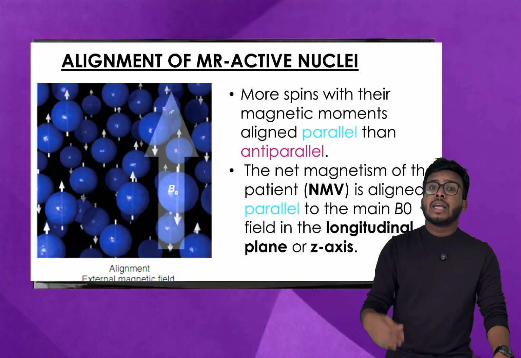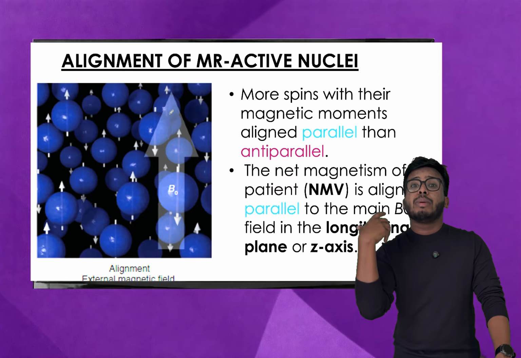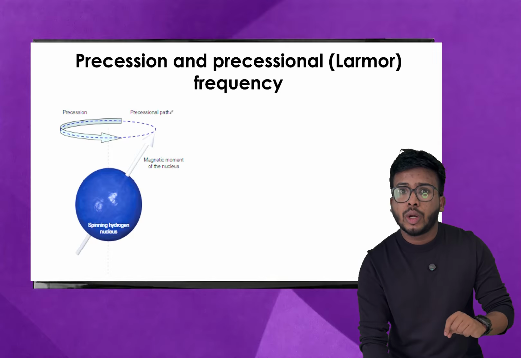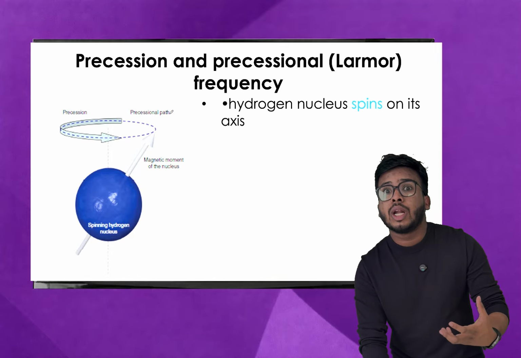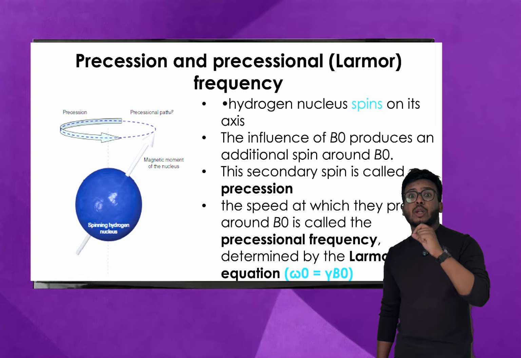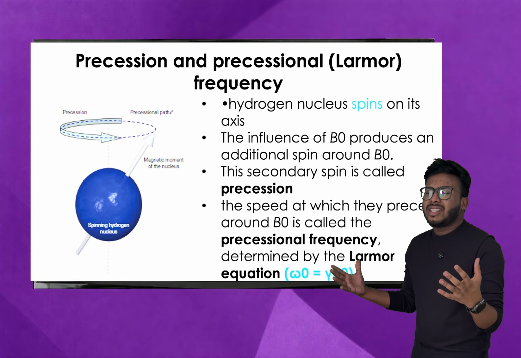At the same time, the spin of the proton will increase. That increased spin of the proton under the influence of the external magnetic field is called precession, or precessional frequency. What is it?